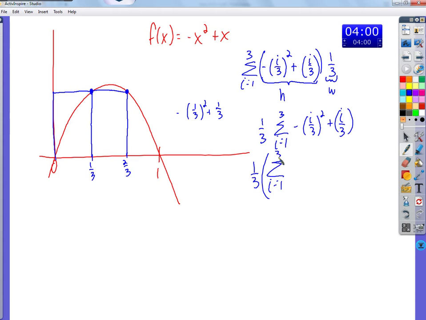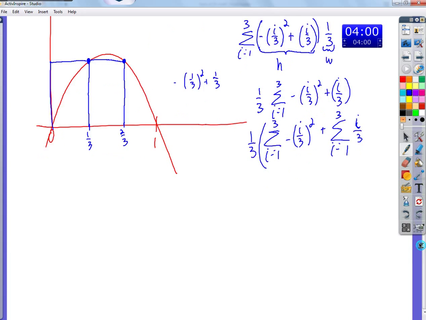This term, plus we can use summation notation. We're trying to ultimately break this all down so that we can use the summation formulas. It might not seem that necessary when we only have 3, 1, 2, 3, but when we have 5 and 20 and infinity, then yeah, we're going to want to do that.